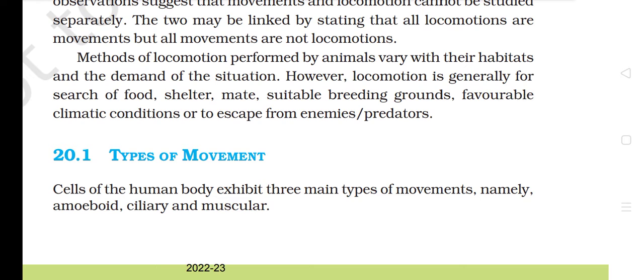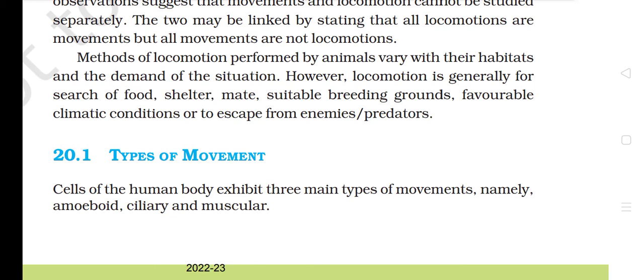Methods of locomotion performed by animals vary with their habitats and the demand of the situation. However, locomotion is generally for search of food, shelter, mate, suitable breeding grounds, favorable climatic conditions, or to escape from enemies, predators. 20.1 Types of movement.